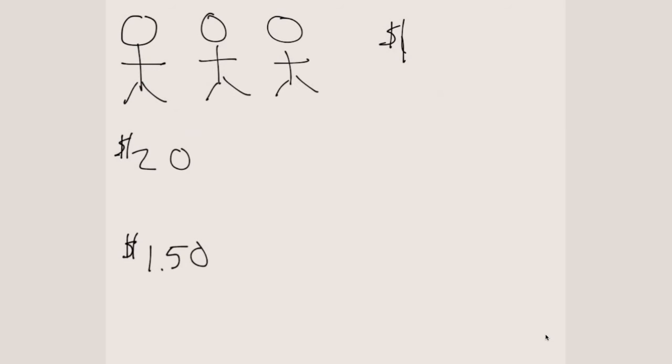Now, what we want to know is how much did Bob and his friends spend while they were out on the town. So, we're going to set up a numerical expression to do this. First, we're going to find out how much they spent on their bus ride. They had 3 people, and each person spent $1. So in order to find that, we're going to do 3 times 1.